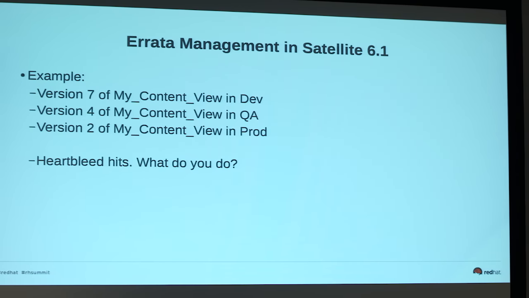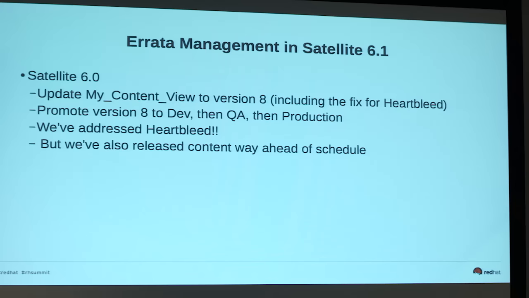So if you look at Satellite 6.0, we had a very convoluted process to solve that. What we could do is take that version 7 content view that was in development, add in the fix for Heartbleed, and roll it out to dev, QA, and production. You've addressed your problem. But what you've also done is rolled out version 8, version 7, 6, 5, 4, and 3 to all those environments well ahead of their scheduled change management times. And that's bad. Obviously, you want to just address the one fix that you wanted to take care of.